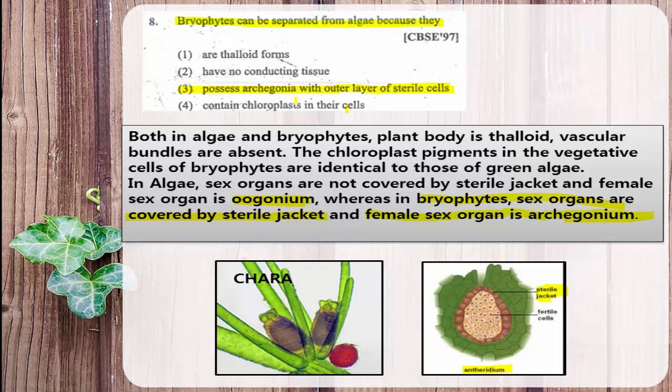The first, second and fourth options show similarities between bryophytes and algae, and the difference is given in the third option. Archegonium is the name of the female sex organ in bryophytes, and sex organs in bryophytes are covered by sterile cells. So the right option for this question is option 3. Then moving to the next question.